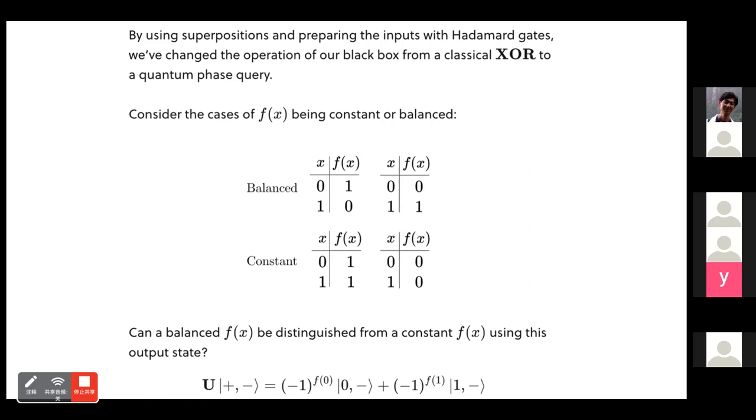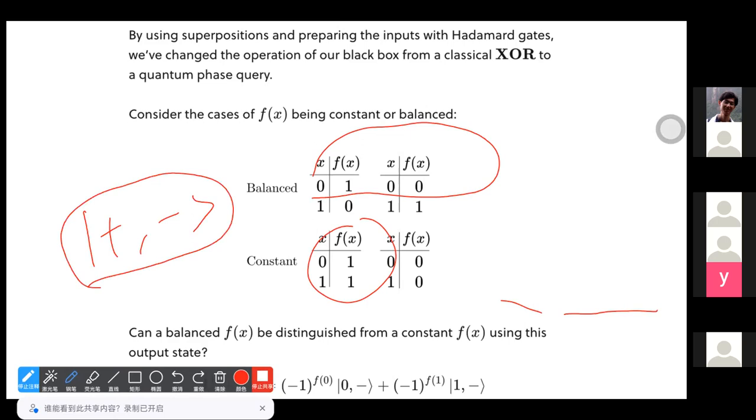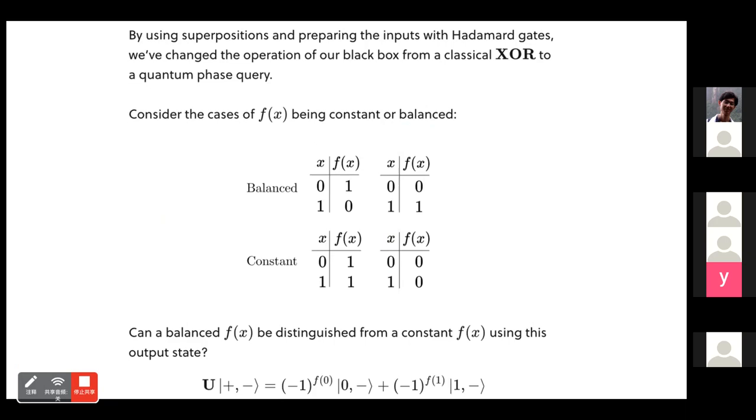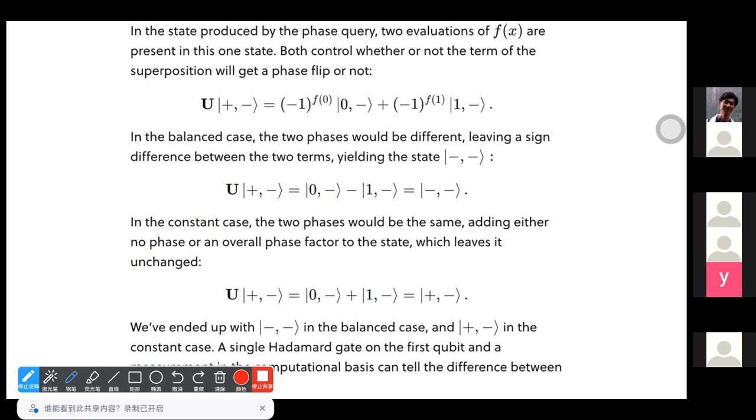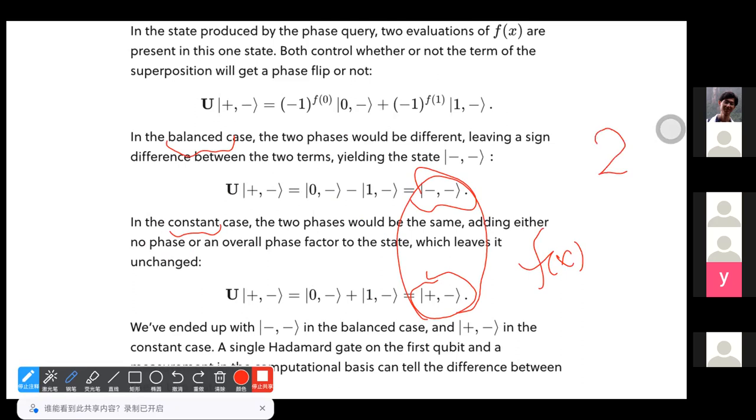So after we make our input plus and minus, this will take only one computation and it will figure out whether fx is balanced or constant. For example, here, this is y. If fx is balanced, you will get this answer. If it is constant, you get this answer. So you can use these two states to determine whether fx is balanced or not. So now we can change the classical algorithm from 2 times to 1 time.